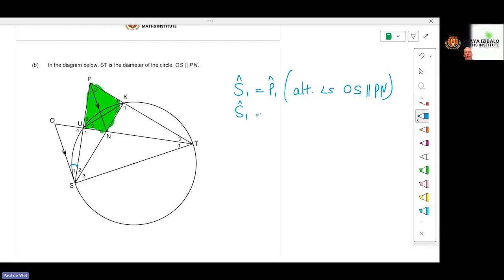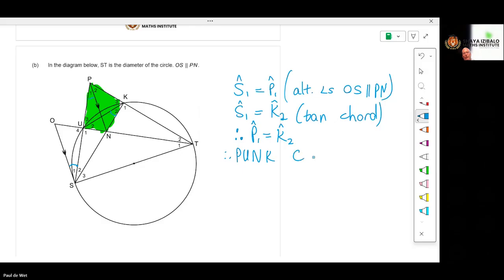Why does S1 equal K2? Well done. So therefore P1 is equal to K2. They both equal angle S1. We don't need a reason for that. So in other words, we've proved this. It's a cyclic quadrilateral, converse, angles in the same segment. Well done, very well done. We've got there.